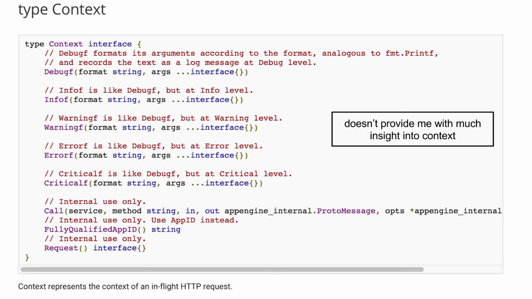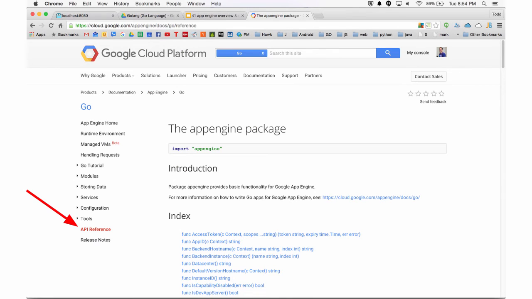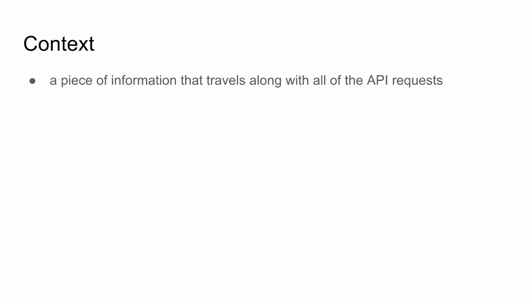Thank you. And then we have call and fully qualified app ID and request. Like I said, I don't know what all that does. Didn't give me a lot of insight. Do you have anything to say about it? It's mostly a black box. You won't even be using these debug, info, and warning logging methods. There are other ways to do it that are considered more appropriate. So just consider the context the black box. If you're going to do anything with App Engine, you'll get the context and pass it along with everything.